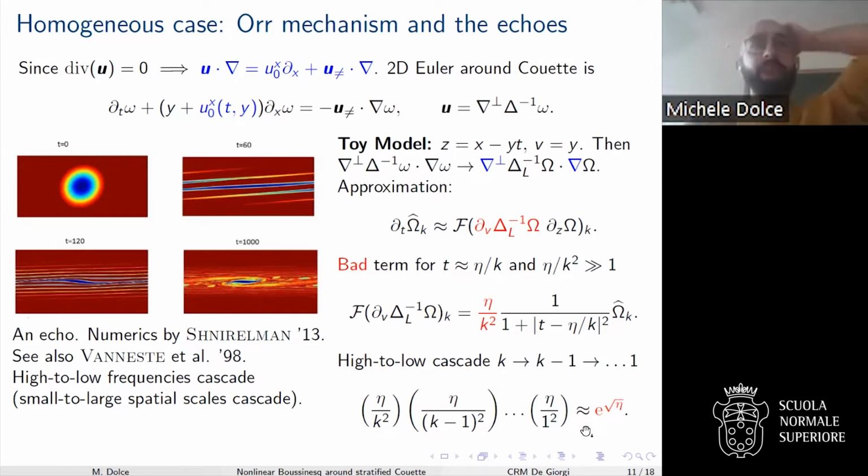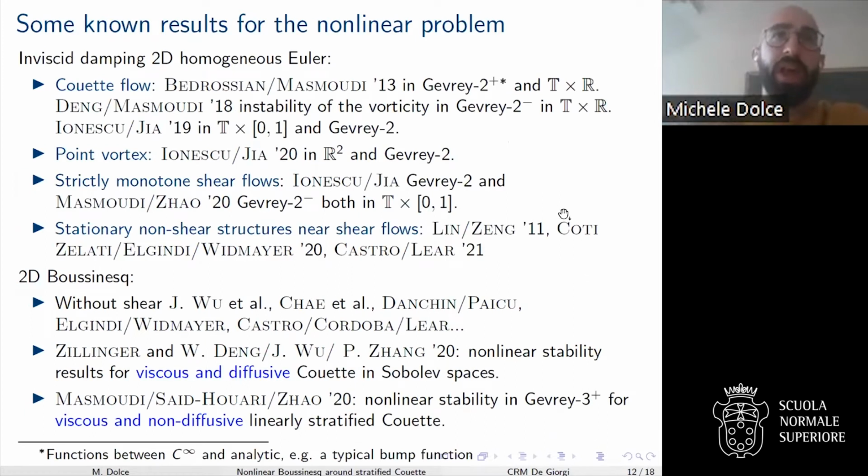Now, what I tried to explain in just one slide, the mechanism is way more complicated, but somehow the huge breakthrough of Bedrossian and Masmoudi in 2013 was to make this picture rigorous, and they were able indeed to prove the asymptotic stability of the vorticity in Gevrey 2, and then Masmoudi actually proved that basically Gevrey 2 is sharp for the asymptotic stability in the sense that basically they were constructing an echo, and then Ionescu and Jia were able in 2019 to remove the infinite extent in the vertical direction and consider just a finite channel.